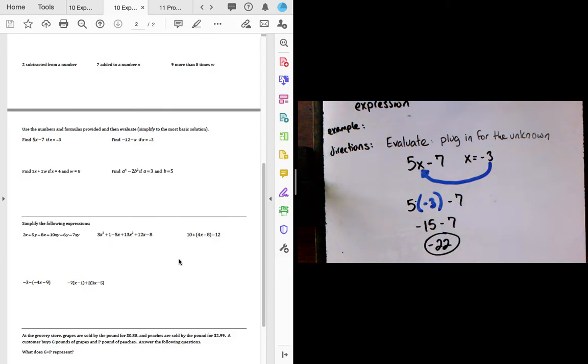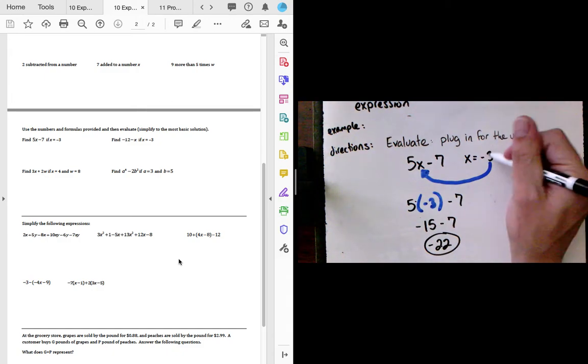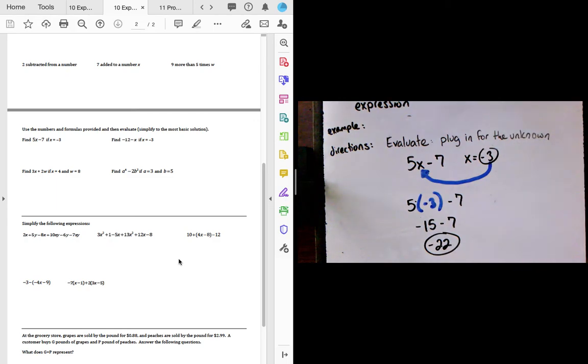So when we're evaluating, our answer should be coming out numerical all the time, particularly if the unknown value right here is a number. So for these problems, that's all you're going to see. You'll just see numerical values in there. We plug them in, we use our order of operations, and we simplify.